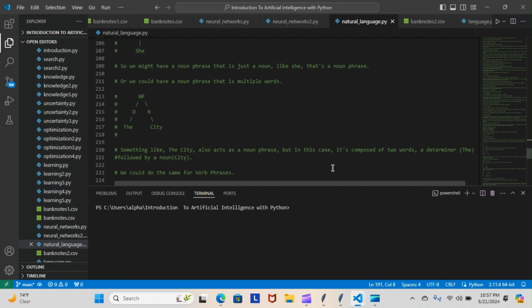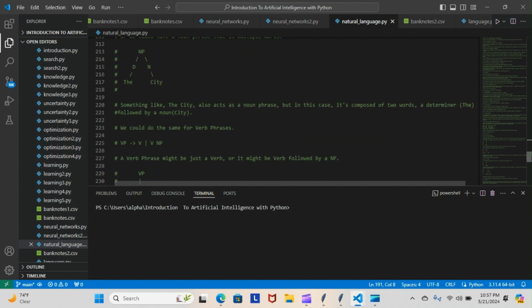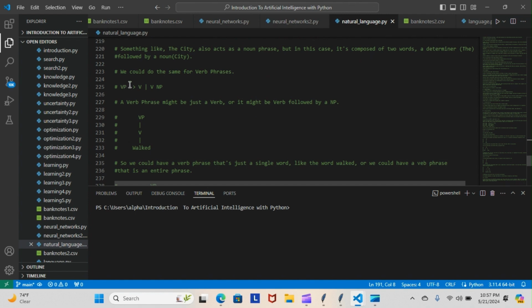And we can do the same for verb phrases. So here we have a VP that can be replaced with a verb, or a verb followed by a noun phrase. A VP is a verb phrase. So a verb phrase might be just a verb, or it might be a verb followed by a noun phrase. So here's our verb phrase followed by the verb. It's going to be the word walked. So we can have a verb phrase that's just a single word, like the word walked, or we can have a verb phrase that is an entire phrase.